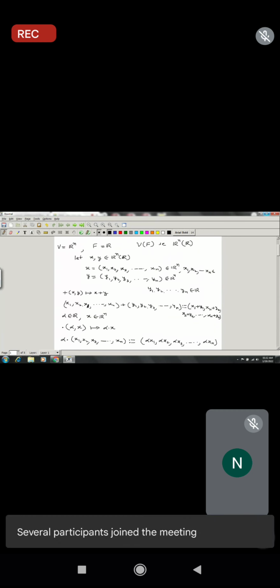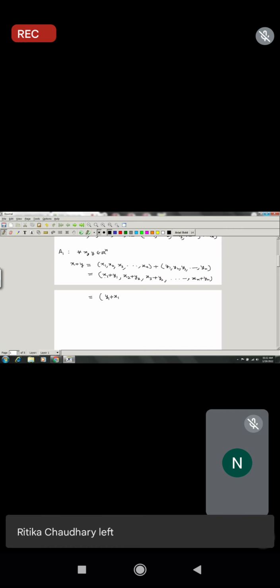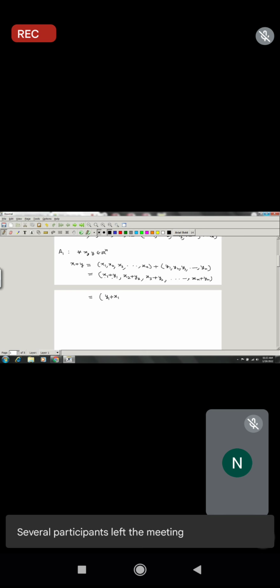And what is the property of real numbers? They satisfy commutativity, associativity, they are closed under addition. So x1 plus y1 is equal to y1 plus x1. x1 is a real number, y1 is a real number. And yesterday in the last class, we proved that the sum of two real numbers satisfies the commutativity property under addition. So because of commutativity under addition of real numbers, we can write x1 plus y1 equal to y1 plus x1.